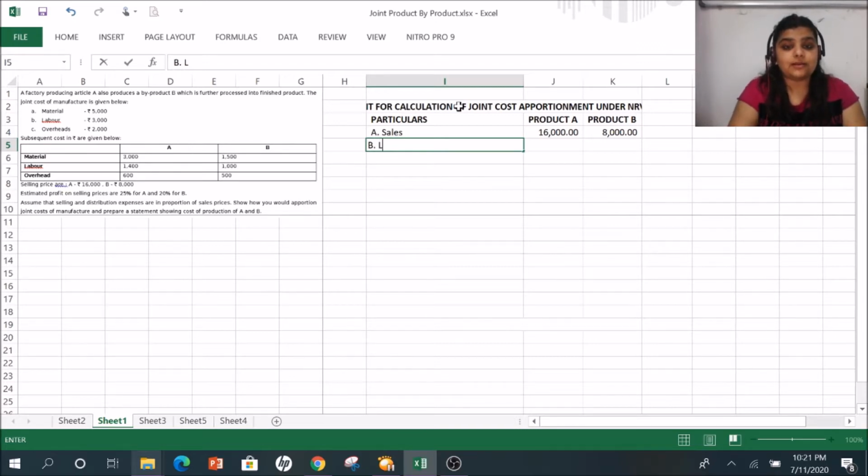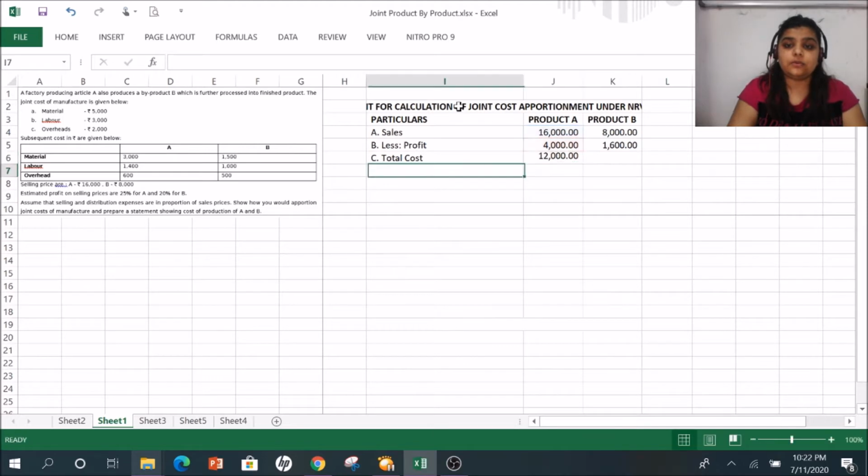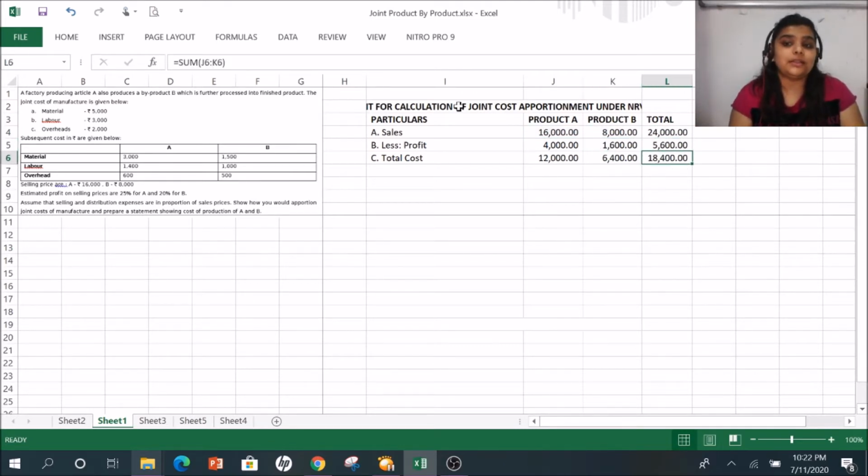After sales, what do we do? We deduct our profits. So less profits. Profit is given to us as 25% for A and 20% for B. So 25% of 16,000 and 20% of 8,000. So what we get here is our total cost, that is 16,000 minus 4,000 and 8,000 minus 1,600. Now this is our total cost. Let us have one more column for total. So our total cost is 18,400.